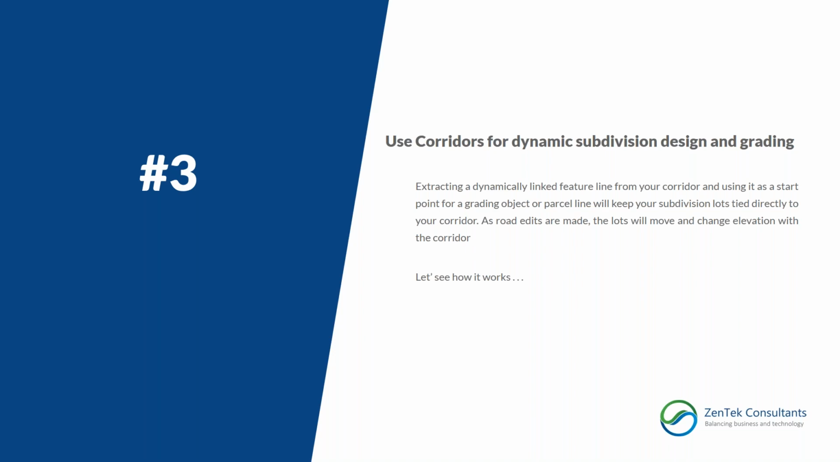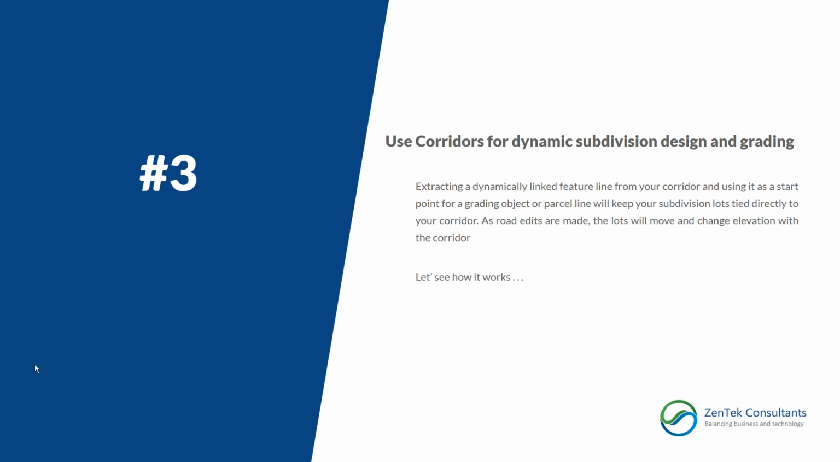So we're talking about using a corridor to dynamically link your subdivision and grading designs directly to your corridor. In other words, what we're going to do is extract, actually I've already done it, a feature line from your corridor, and you leave it dynamically linked to the corridor. That way, whenever the corridor is updated, whether you make changes to your road design or your templates, the slopes, the inlets, the outlets, whatever it is you're doing on your corridor, the attached grading for your subdivision is already set and going on the other side.